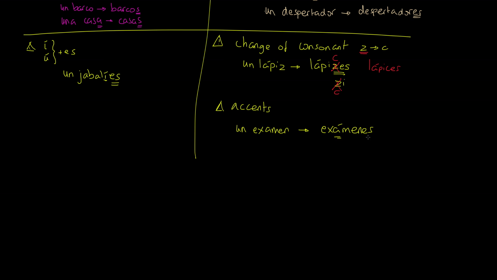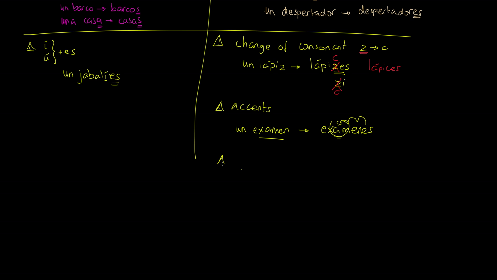This word becomes a 4-syllable word, and the third syllable is the strong syllable. It needs an accent. Don't worry too much for now. Worry about it when you learn the rules of accentuation, but if you notice that here it hasn't got an accent, and here it has, or in the case of camión, in the singular it has one and in the plural it doesn't, that's why, because of the rules of accents in Spanish.